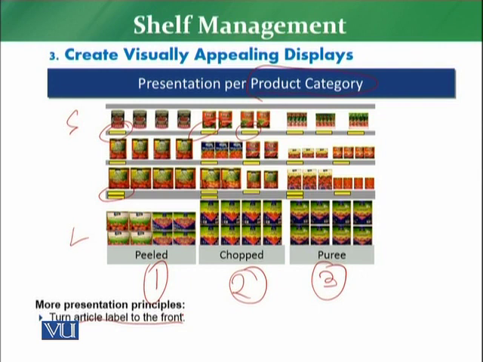All product categories have to be separately presented in a very structured way. For example, if it is about tea, then maybe you have black tea, maybe you have green tea, and maybe you have flavored tea. Again, three product categories have to be separately presented. As an example here, it is mentioned for tomatoes.